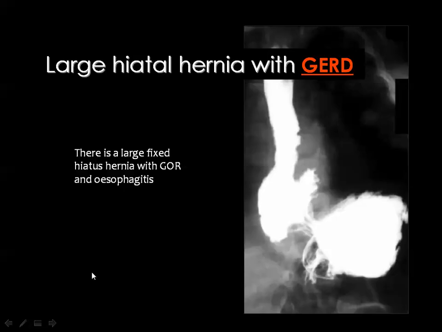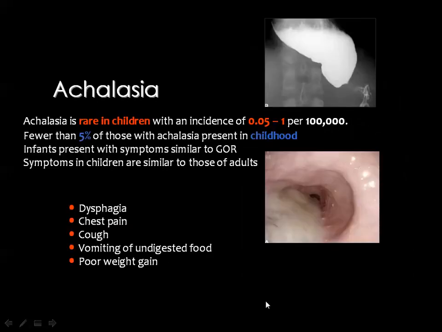Of course, reflux is common in patients with hiatus hernia, but it can also be present without hiatus hernia. Then achalasia is considered rare in children, and the incidence is about 1 per 100,000 cases, and fewer than 5% of those with achalasia present in childhood.